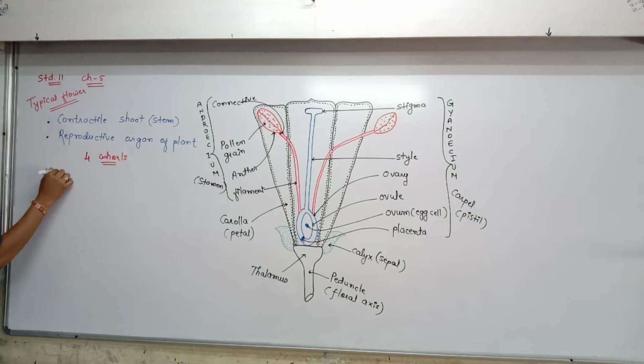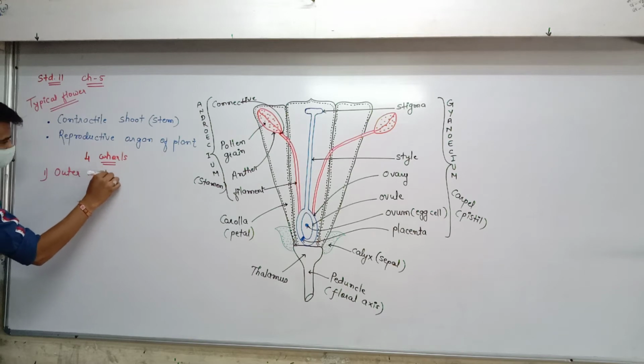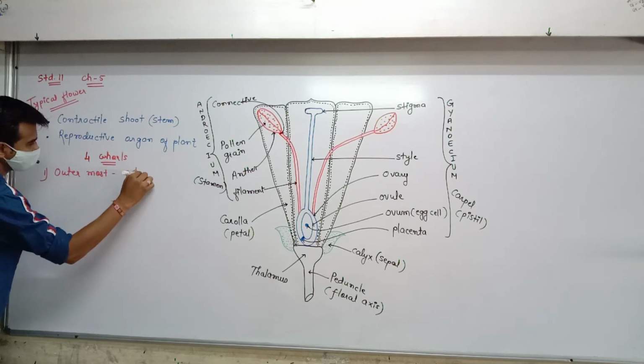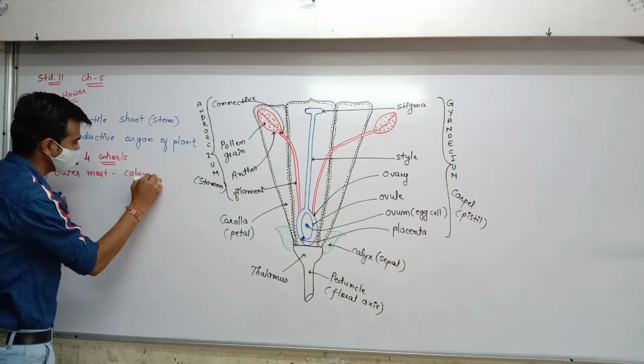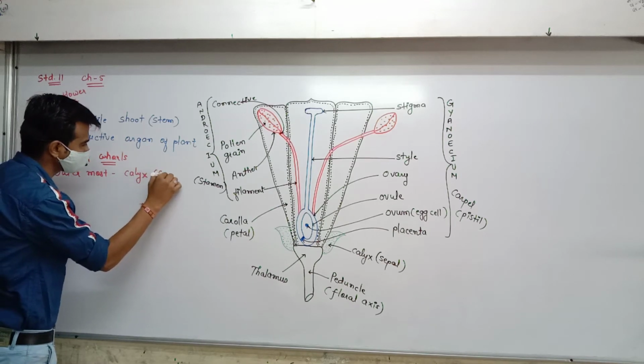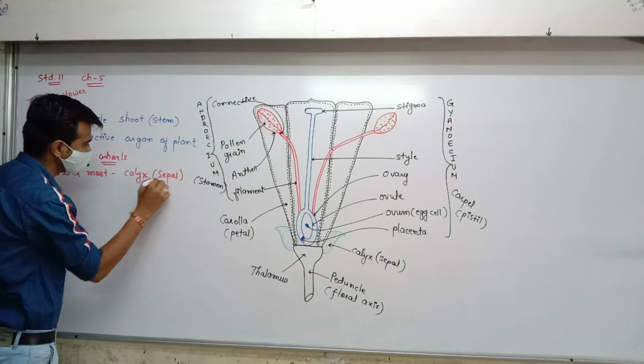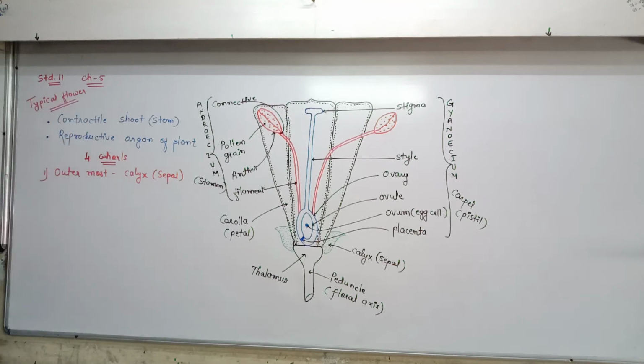First, that is outermost calyx, okay, and the unit of calyx is known as sepal. I hope you know this. Let me clear this calyx. Anyone, can you tell me about this calyx? What is the function? How it looks like?